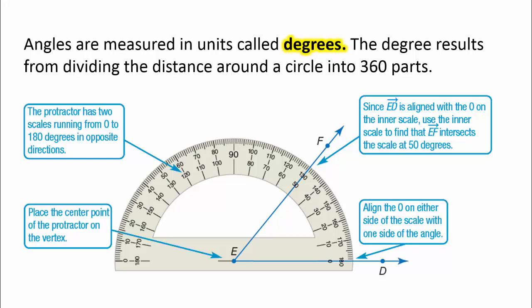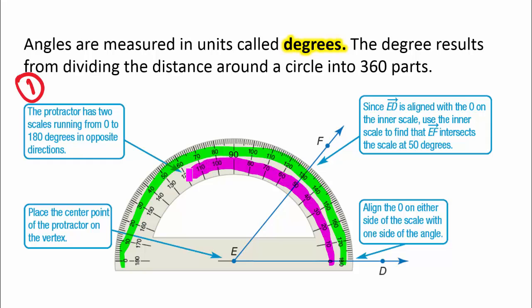When measuring an angle with a protractor, there are a few things you need to remember. 1. The protractor has two scales running from 0 to 180 degrees in opposite directions. So if you notice, there's a 0 here, and it goes up to 180 degrees on the outside, and then on the inside there's also a 0, and then this also runs to 180 degrees.